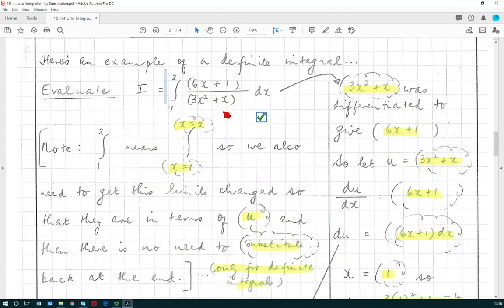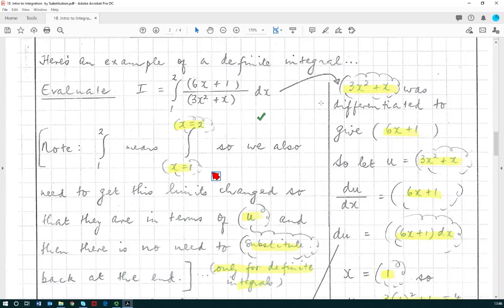Right. So here we have I equals the definite integral from 1 to 2 of this function here. Firstly, I want you to realize that these are x values. x equals 2, x equals 1, and I've marked those points here. Now remember the three words: everything must go. Let's study it first.